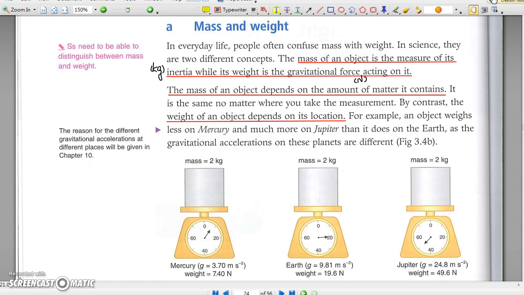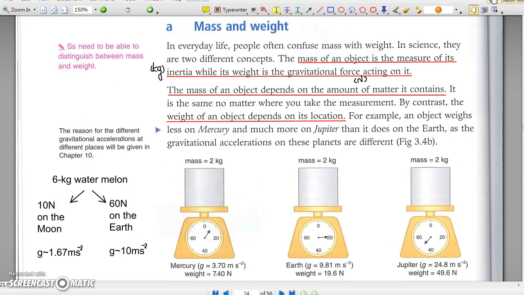For example, the acceleration due to gravity on the moon is just 1/6 of that of the Earth. And so, a 6 kilogram watermelon weighs 60 Newton on the Earth, but only 10 Newton on the moon. We will study gravity in detail later, and on page 373, you may find the acceleration due to gravity on the surface of other planets in our solar system.